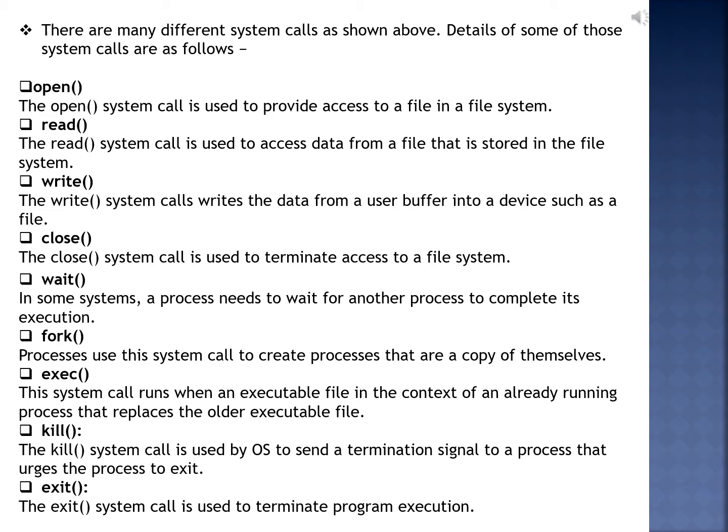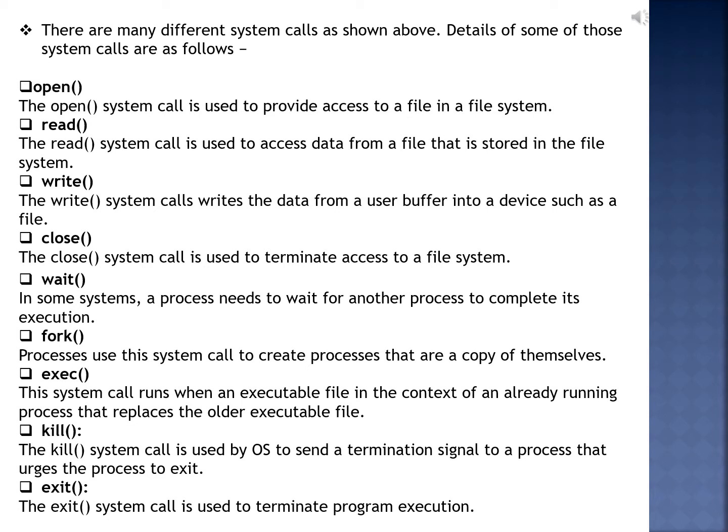The next one is write. The write system call writes the data from a user buffer into a device such as a file. This system call is one of the ways to output data from a program. In general, the write system call takes three arguments. Those are the file descriptor, a pointer to the buffer where data is stored, and the number of bytes to write from the buffer.